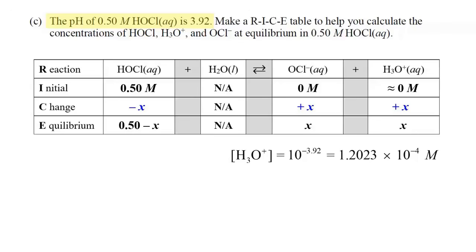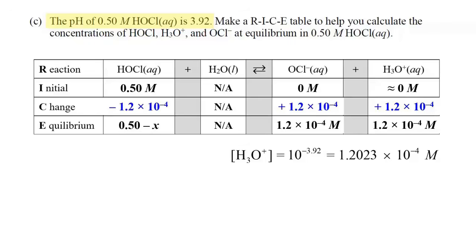So when we do that math, 10 raised to the minus 3.92 on our calculator, we get 1.2 times 10 to the negative 4 moles per liter. We can fill that into the bottom row of our RICE table. That means that at equilibrium, the concentration of the hypochlorite ion, OCl-, is also 1.2 times 10 to the negative 4 moles per liter. And technically, 0.50 minus 1.2 times 10 to the negative 4 is 0.4999, so that's so close to 0.50, I'm just going to go ahead and say 0.50 moles per liter.